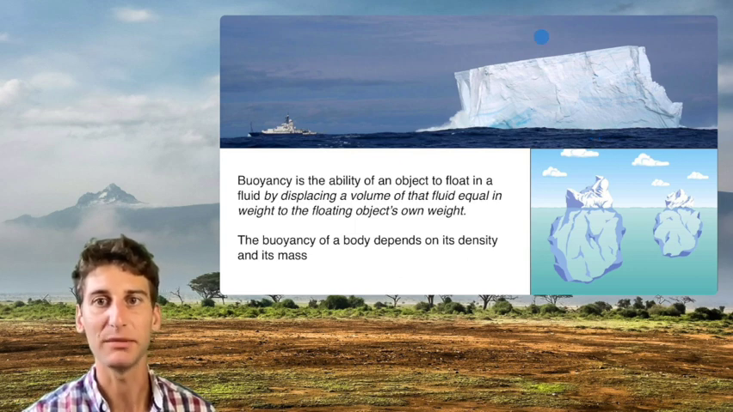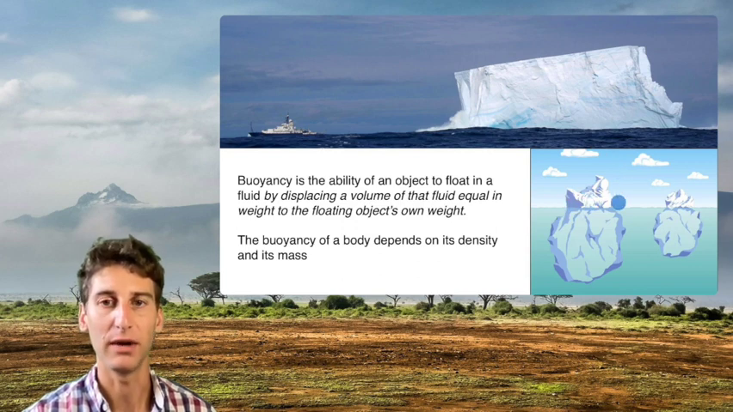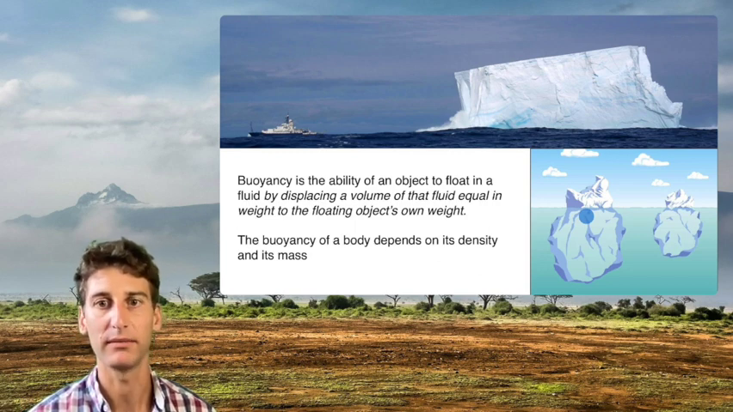But because the iceberg is less dense, it pokes above the water. So that's why 90% of an iceberg is below water, only 10% is above water. There's basically a 10% difference in the density of ice compared to water.